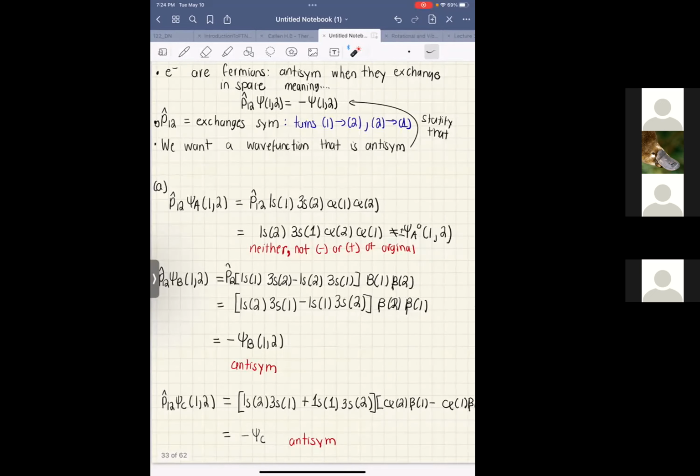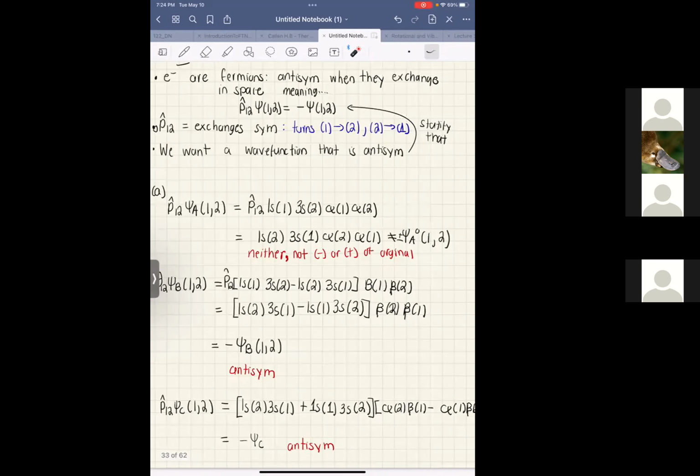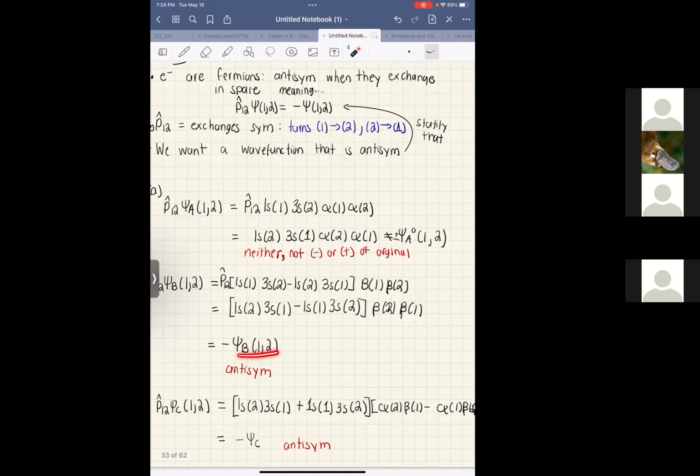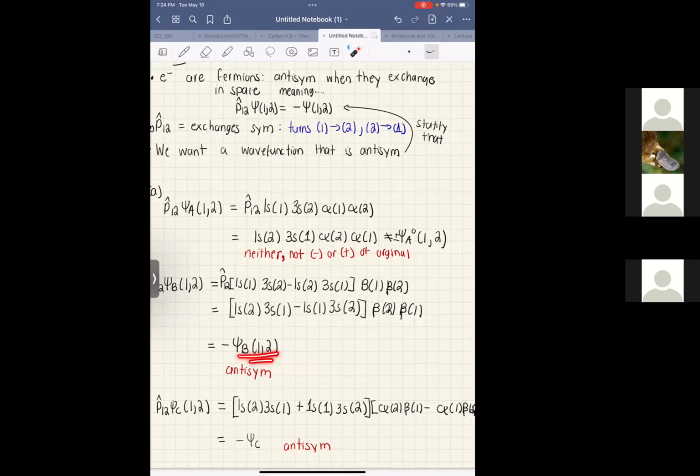And we showed in the next part here, if we use this operator and exchange in space, turning 1 to 2 and 2 to 1, this is going to be equal to the negative of the original wave function, which means it's a good wave function to use. This is shown here. If we rearrange this and put 1s1 1s2 in front and make that a negative, plus that 1s2, 3s1 positive, this will just be the negative of that original wave function that we have, which is here.